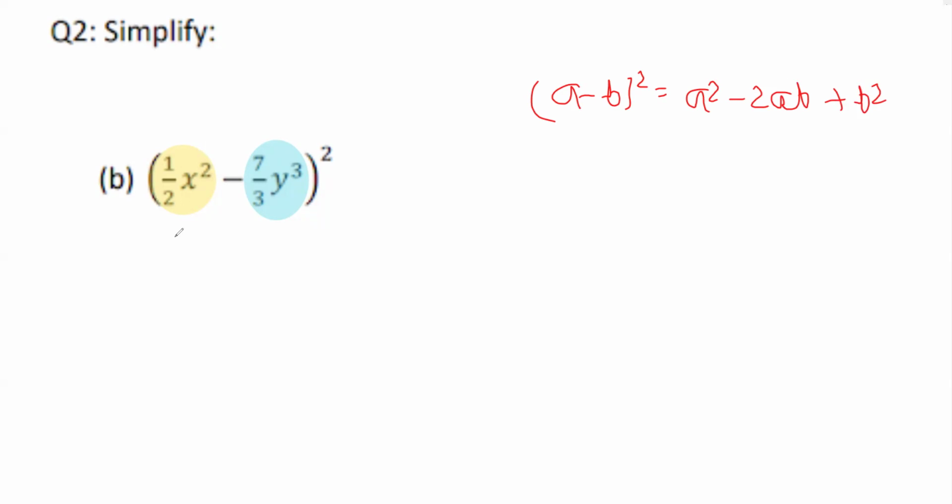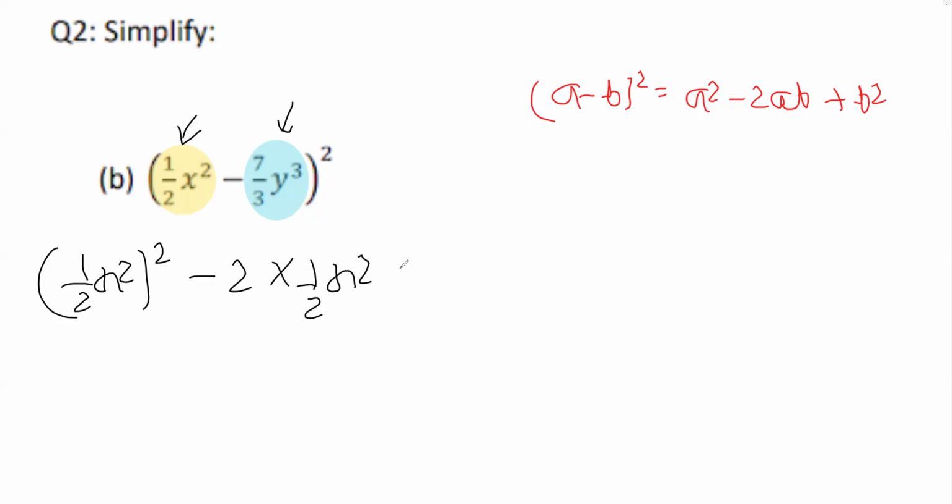Now check, this is our a, so we replace a square with this. So it's going to be half x square, the whole thing, right? A square minus 2 times, as I said, this is a and this is b, 2 times a into b, which is 7 by 3. Now be careful, we are not going to take minus along with this. We are already placing a formula for minus, so the sign will be taken care of by the formula only. So I'm going to write this as a square, plus 2 times a into b, plus b square. B is 7 over 3 y cube whole square.